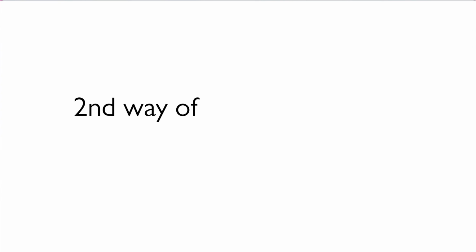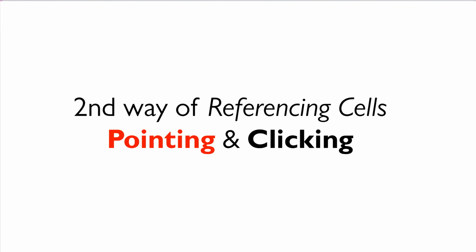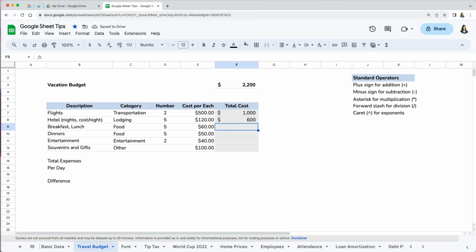Now the second way, which is easier, of referencing cells is by pointing and clicking the cells you want to include in your formula. So for example, to calculate how much we spent for breakfast and lunch on our trip, we would type equal, and now instead of typing in D9, we will click on that cell and now you will see it in the formula. Then we will multiply by the cost per day to complete the formula. Press enter to see the total.